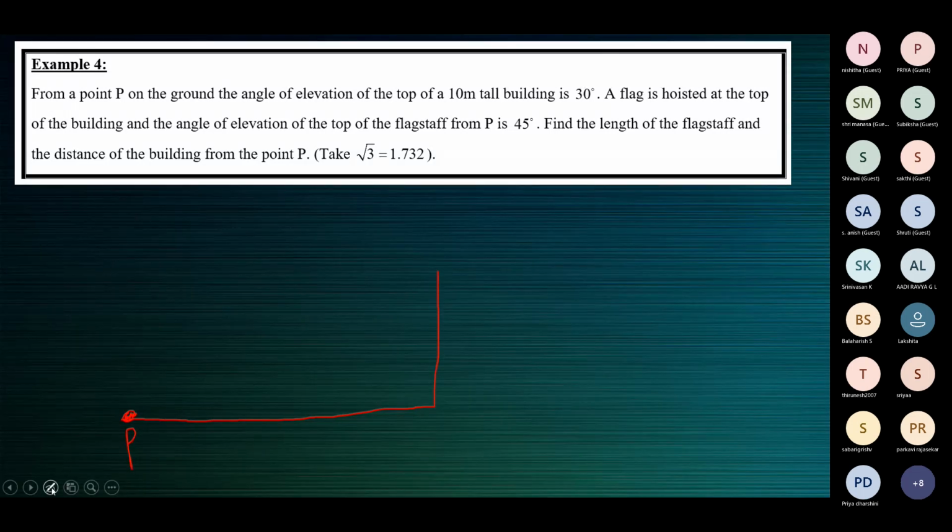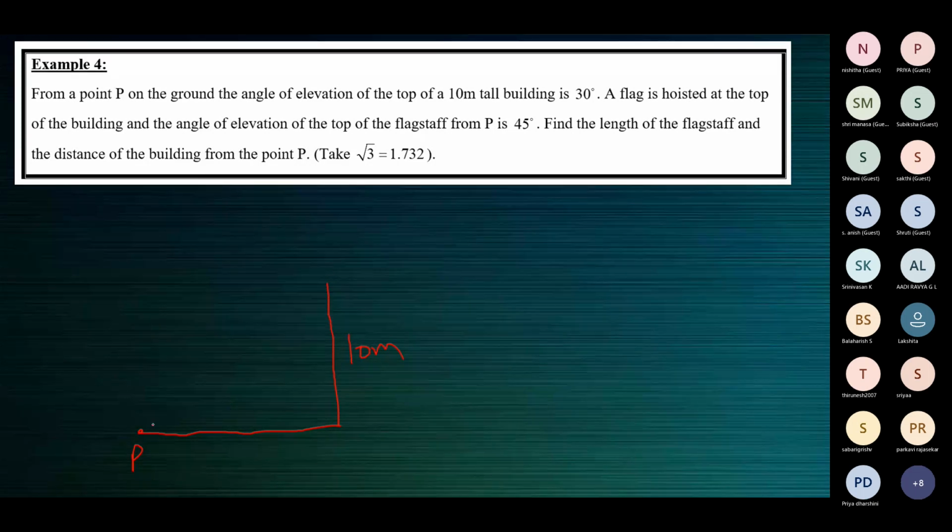Let me just do it again. From a point P on the ground, 10-meter tall building, the elevation. So the height of the observer is not known.